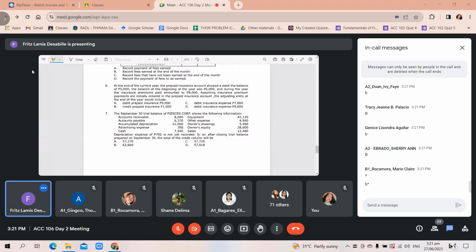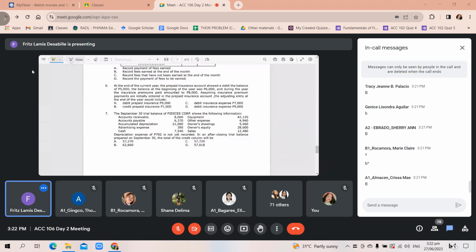At the end of the current year, the prepaid insurance account showed a debit balance of 5,000. So end of the year, prepaid insurance is 5,000. The balance at the beginning of the year was 6,000. And during the year, insurance premium paid amounting to 8,000. Assuming insurance premium payments are initially entered in the prepaid insurance account, the adjusting entry at the end of the year would include what? Okay, sige.